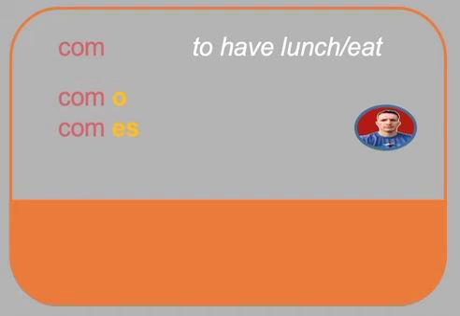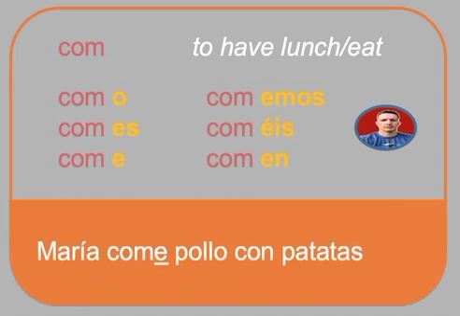Comes. So remember before it was an AS on the end because it was an AR verb. Now we've got ES because it's an ER verb. So como, comes, come, comemos, we eat, coméis, you plural eat, comen, they eat. Okay, so the whole lot. Como, comes, come, comemos, coméis, comen. And now we've got some examples again.